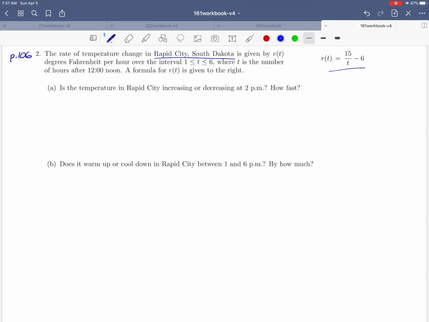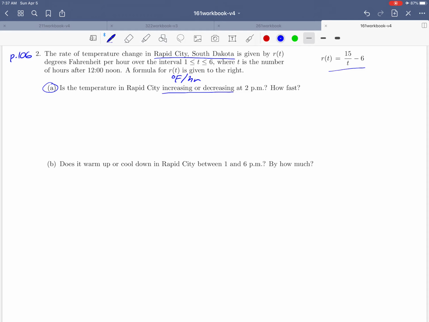We already noticed that. And the first question is asking us whether the temperature is increasing or decreasing at 2 p.m. So the first question we might ask ourselves is, what are they really asking for in part A? Notice that it's a rate of change that they want. What would the units of that be? A rate of change would have to be measured in degrees Fahrenheit per hour in the units of this problem.